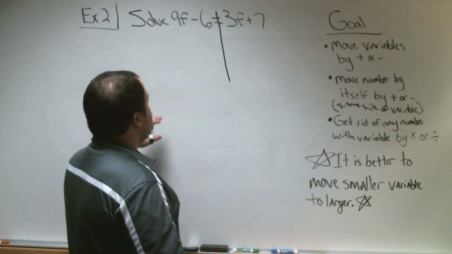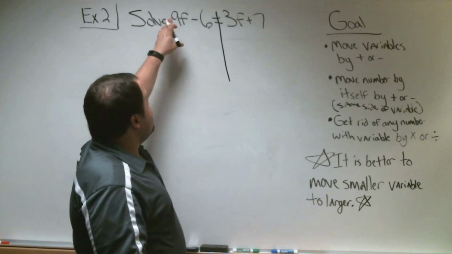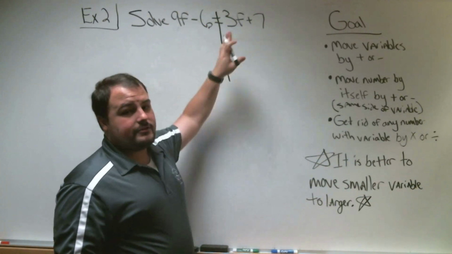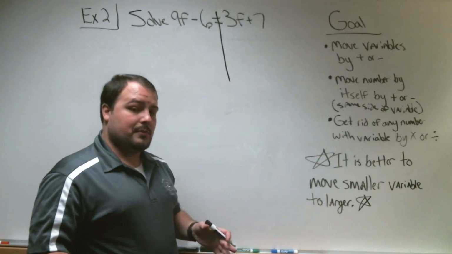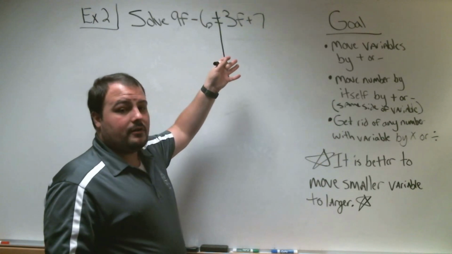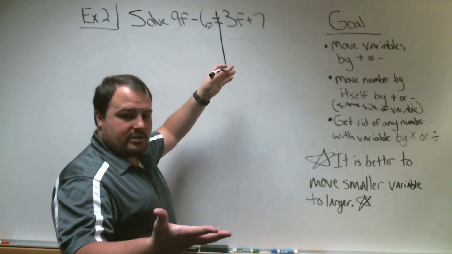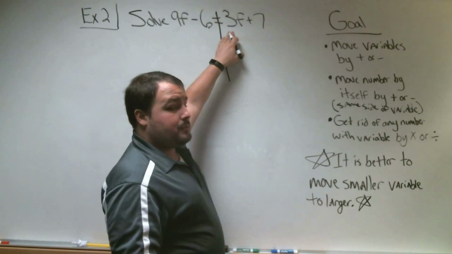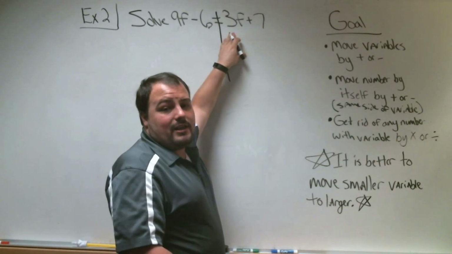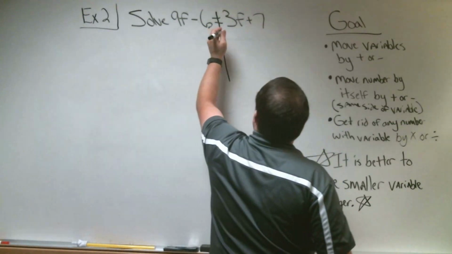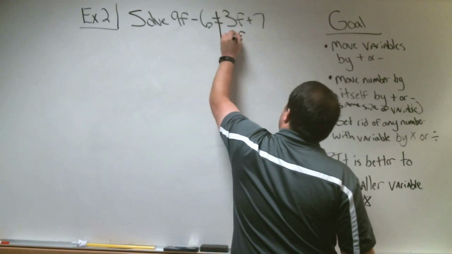So start by looking at your variables. We see 9f's and we see 3f's. So all we got to do is establish which one's smaller. Well, 3f's is smaller. So I asked myself, how would I get rid of 3f's? Would I add 3f's or would I subtract 3f's? 3f's plus 3f's would be 6f's. So I can't add 3f's because that wouldn't get rid of it. We're going to subtract 3f's.